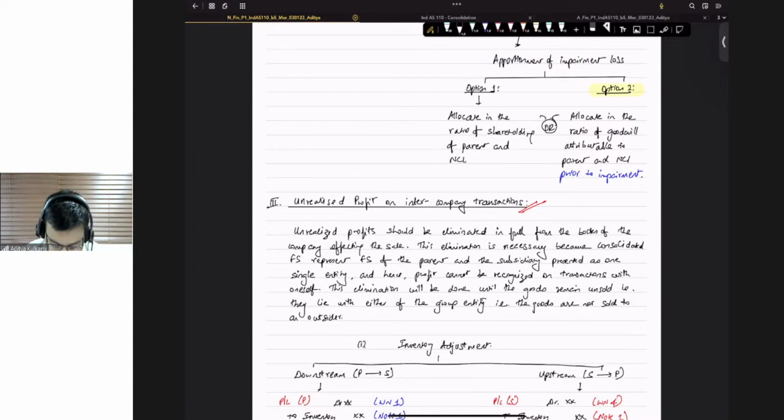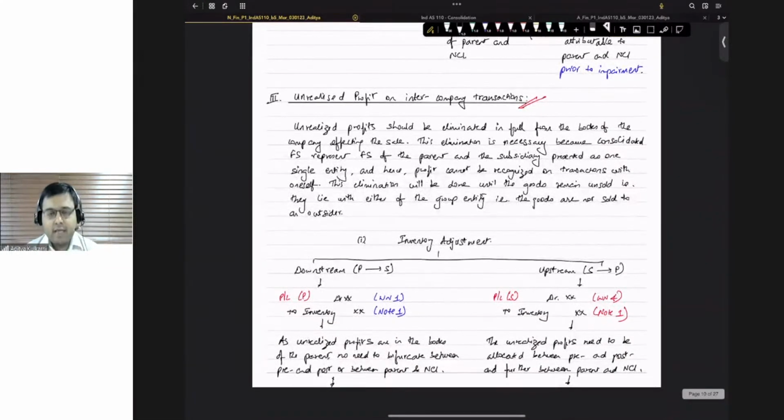So there may be a case where we sell goods between the parent as well as the subsidiary. We transfer inventories between the parent and the subsidiary. These are instances that could happen on account of intercompany transactions, and these transactions are at a profit.